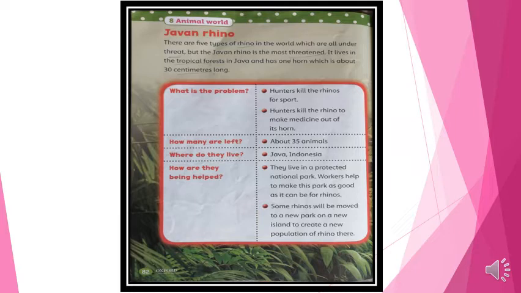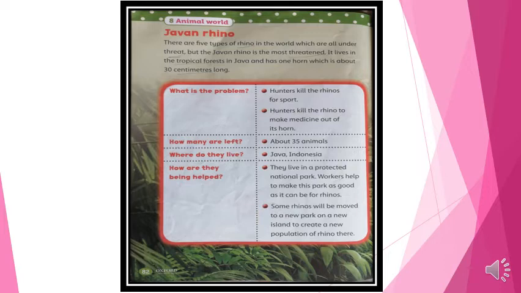Now there is another chart, and this chart will give us a clear picture about the reasons for Javan rhino's extinction and how many are left, where they live, and the chart will also explain how they are being helped by human beings. So let's read the chart. First, we are going to read what is the problem or the reasons for its extinction. Hunters kill the rhinos for sport, so they are killed by the hunters. Hunters kill the rhino to make medicine out of its horn.